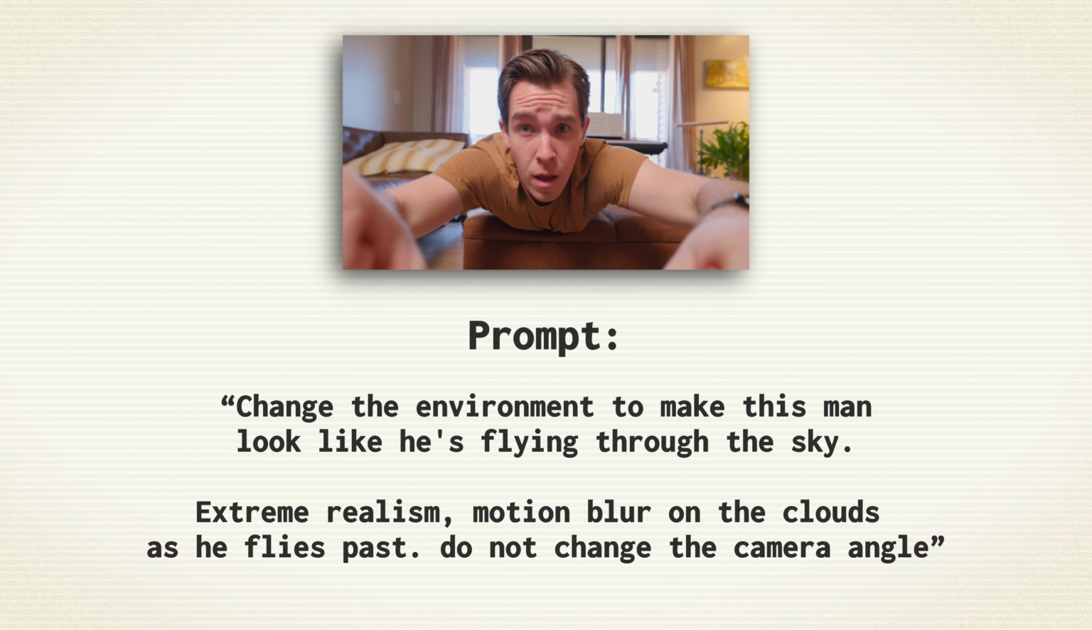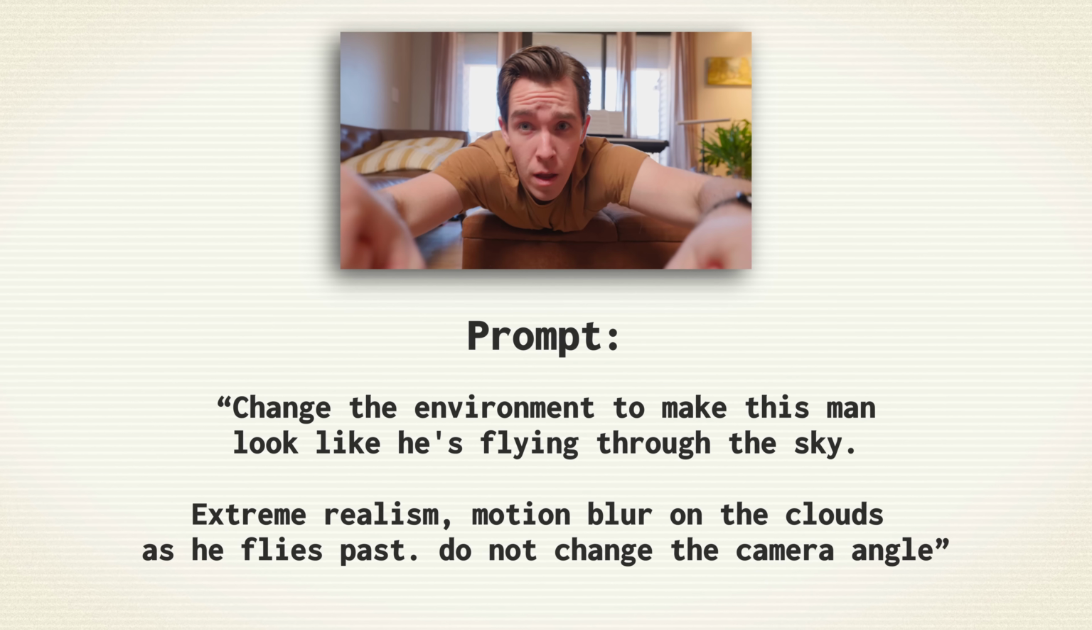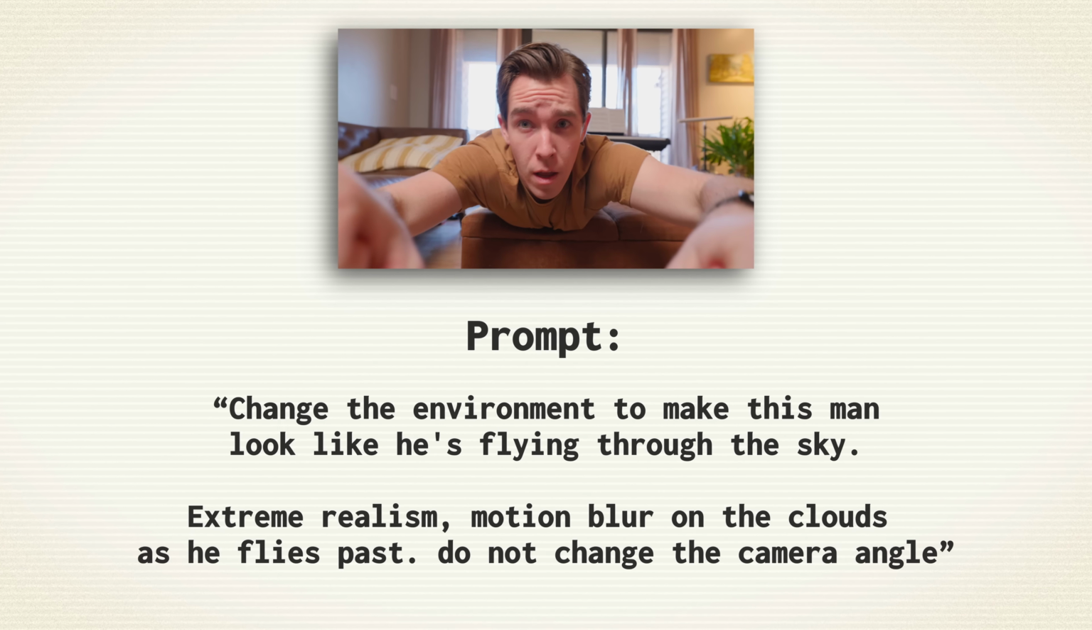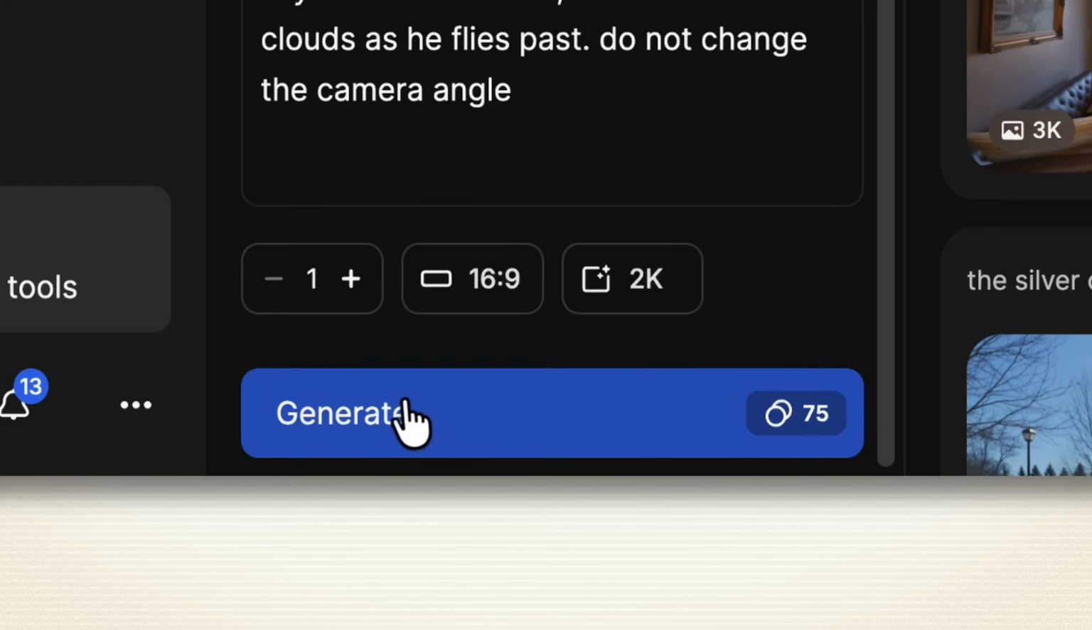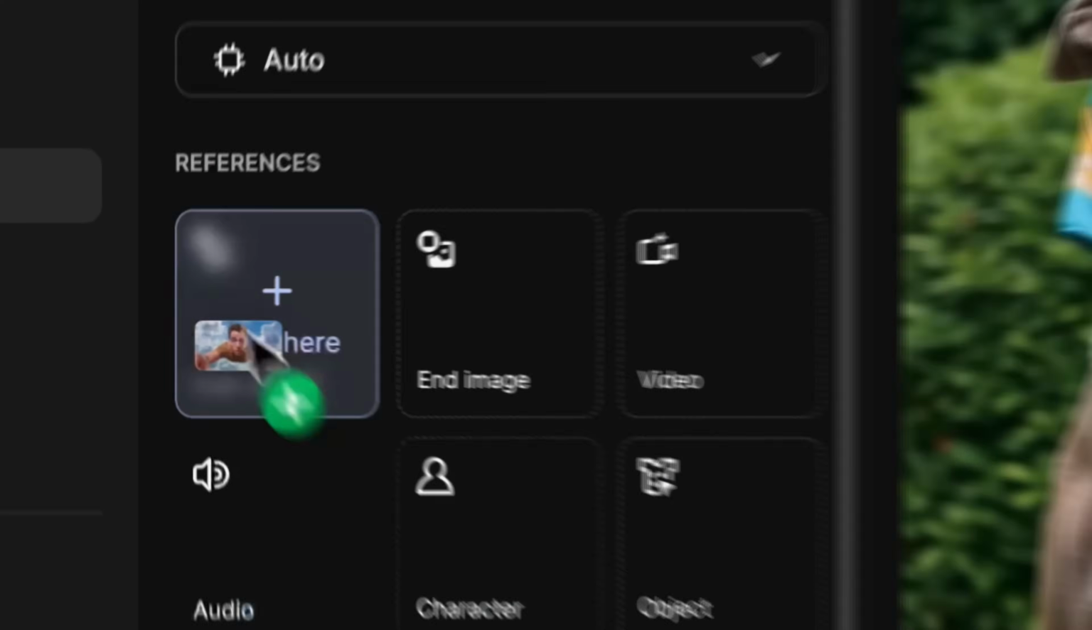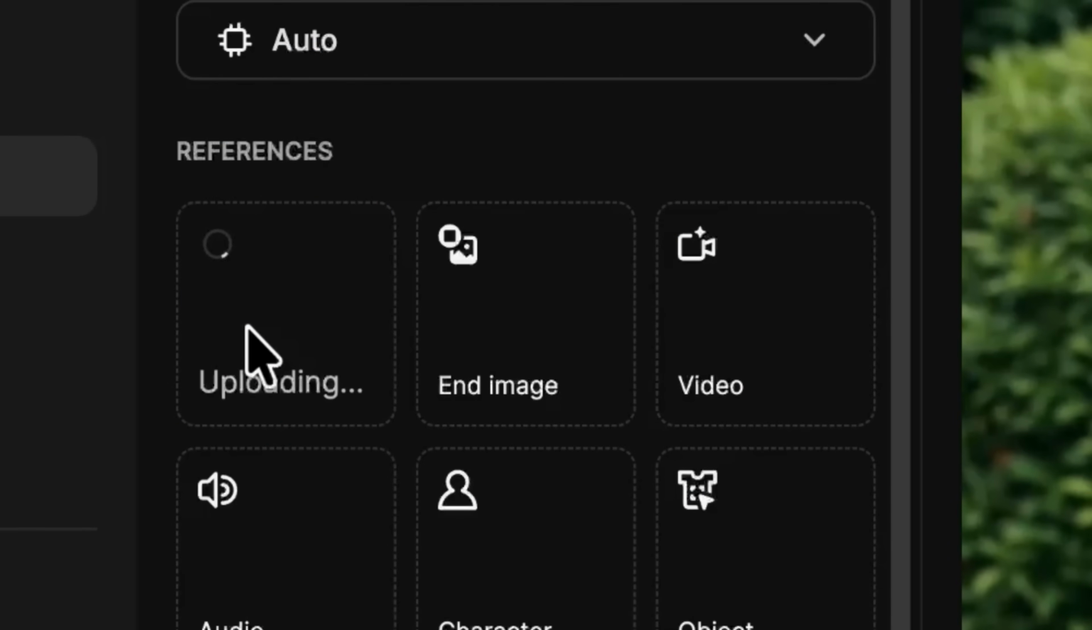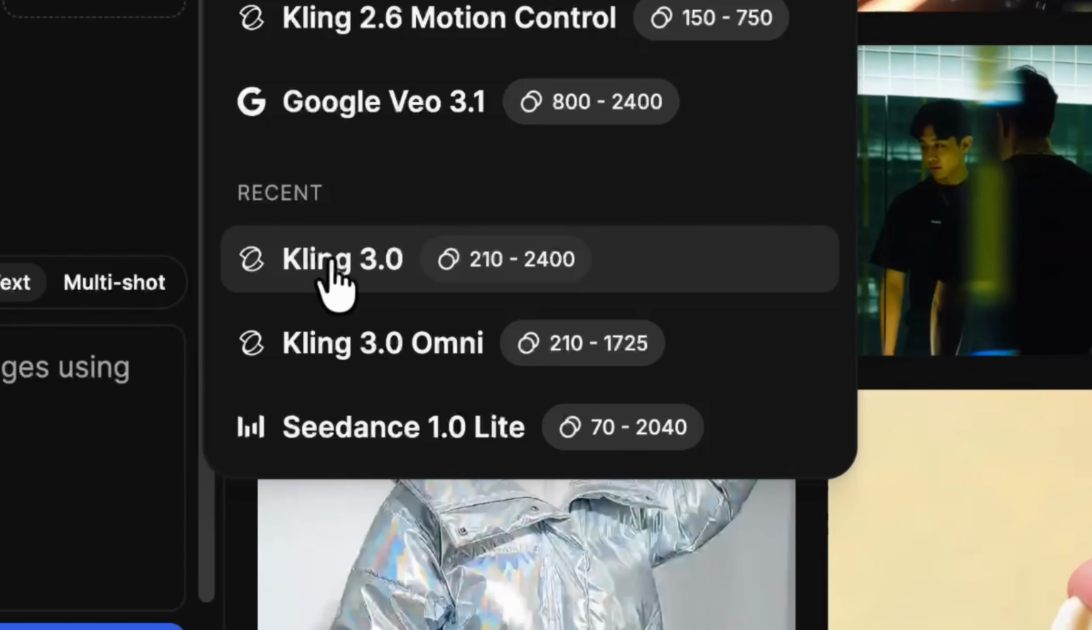Change the environment to make this man look like he's flying through the sky. Extreme realism, motion blur on the clouds as he flies past. Do not change the camera angle. Hit generate, and then once you get a result that you like, use that photo as a start frame in an AI video generator. Select Kling 3.0 as the model, and then input this.